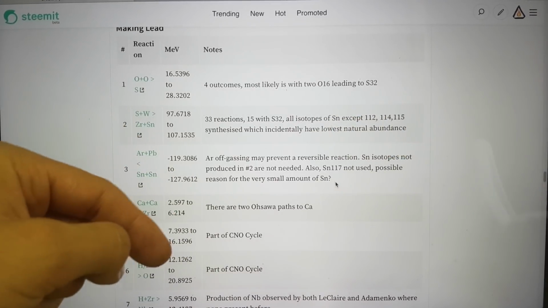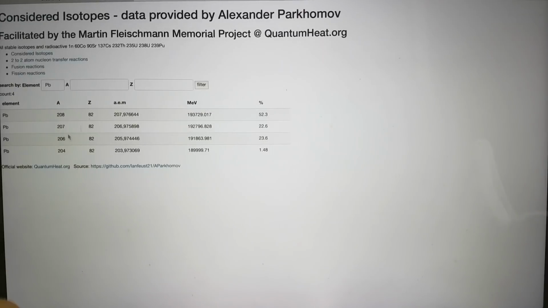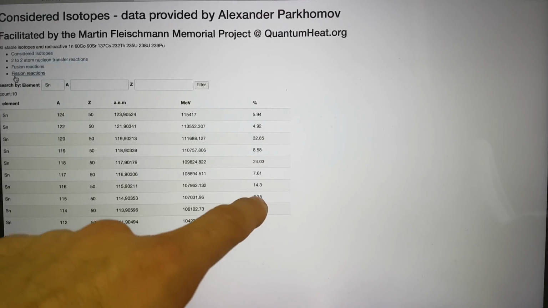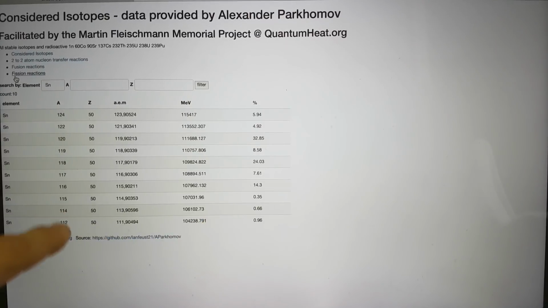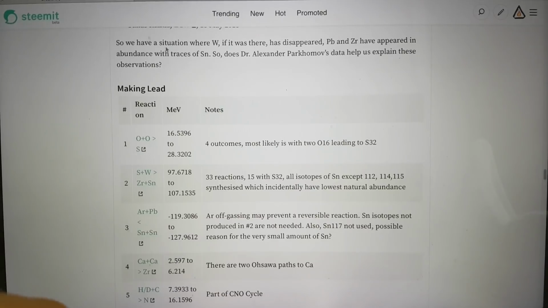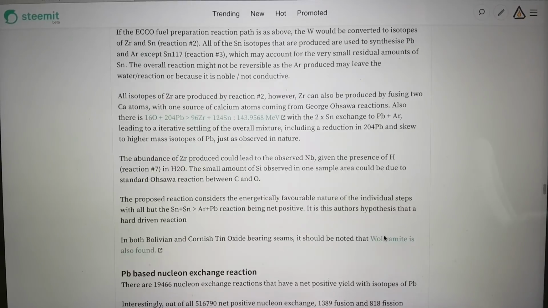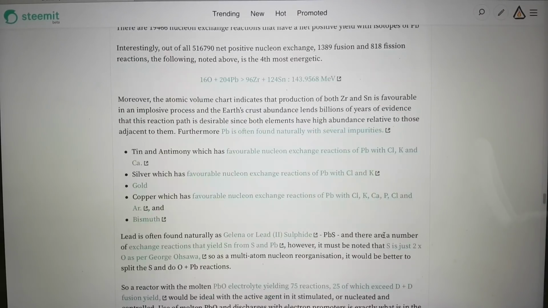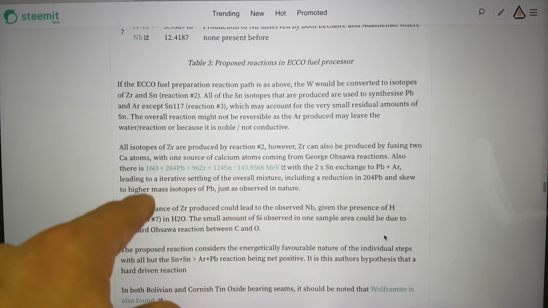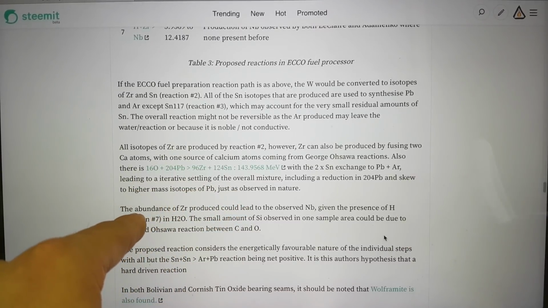So if I go to tin again, I did this earlier on in the video, but we'll look at tin. So we look at tin, and there's almost none of the isotopes that it doesn't produce, that reaction doesn't produce, these 112, 114, and 115, yeah, very, very low percentages, fractions of a percent. And then also, so tin and lead isotopes.